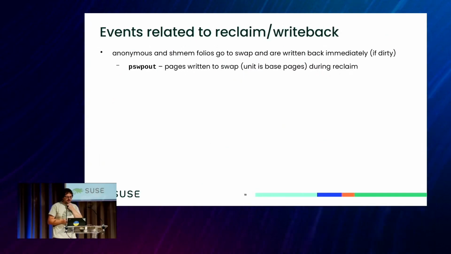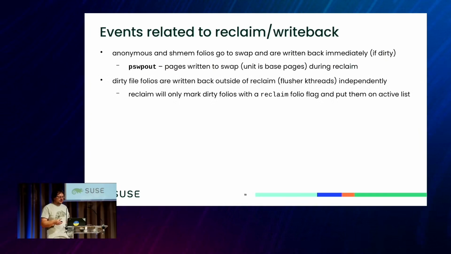So that's the main counters for reclaim. There are some related ones for write back. Reclaim can only reclaim clean pages. If they contain data that's not stored somewhere on disk, it cannot be just discarded, with some exceptions. So if it's anonymous, we have to swap it out, and that increments the page swap out counters.